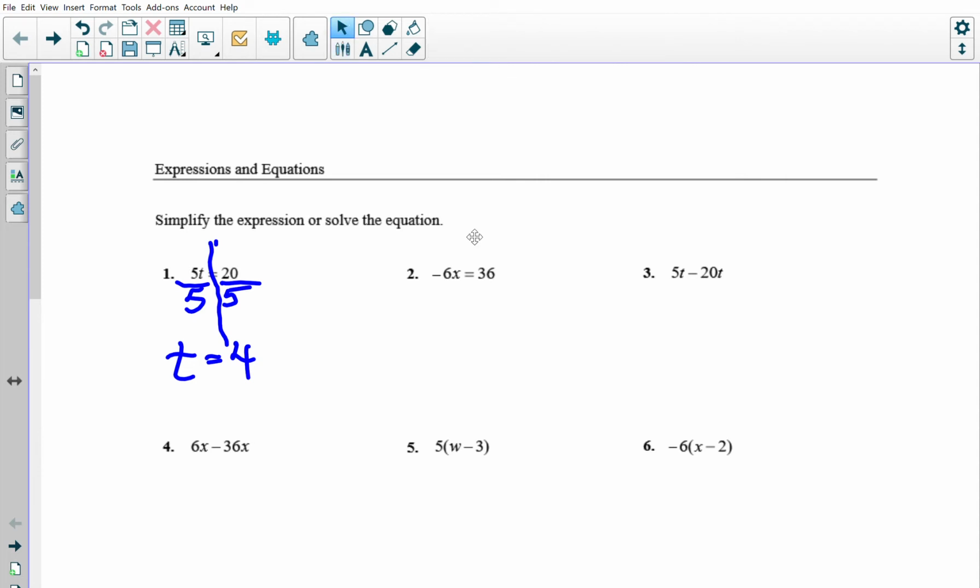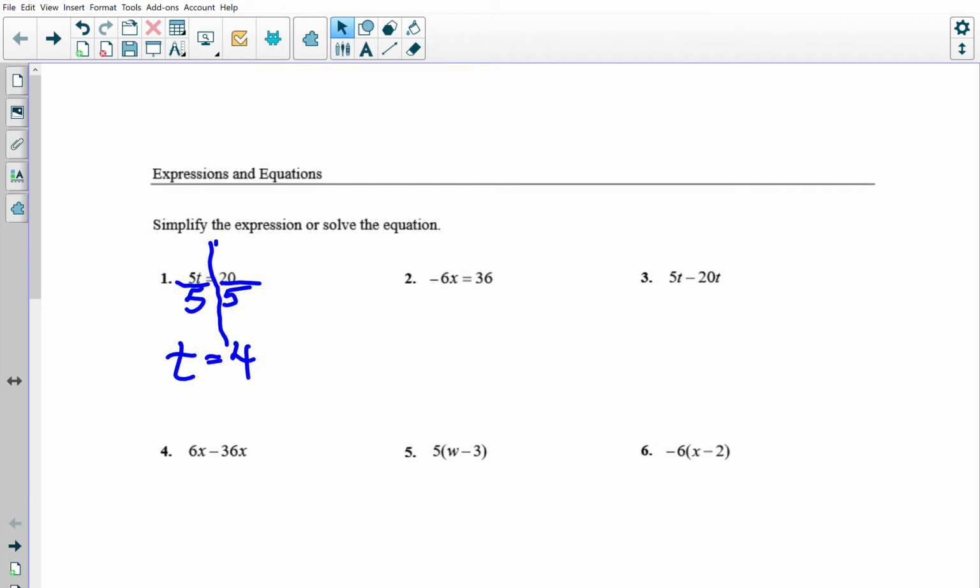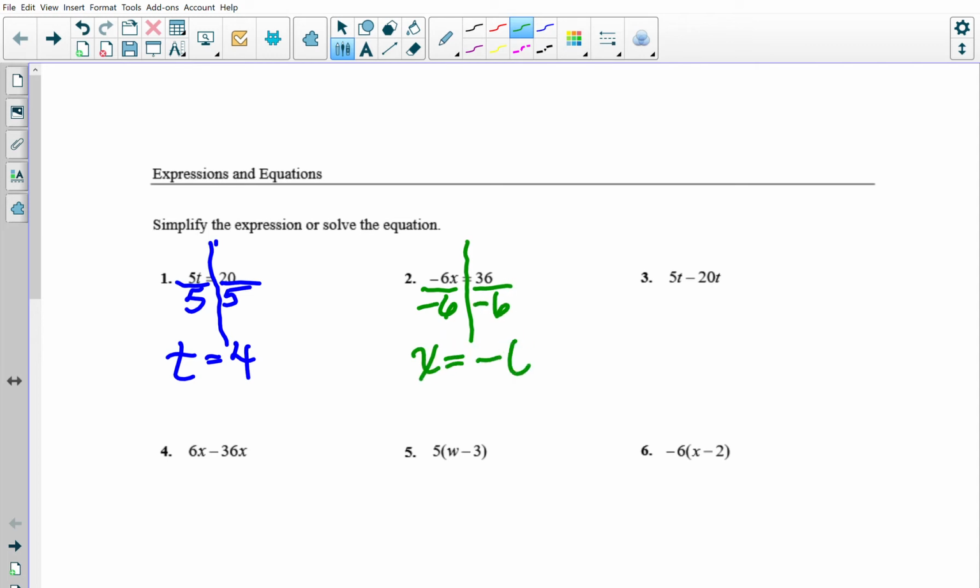Next, I have another equation, negative 6x equals 36. So to get x by itself, we're going to divide both sides of the equation by the coefficient negative 6, and x equals negative 6 is my solution.